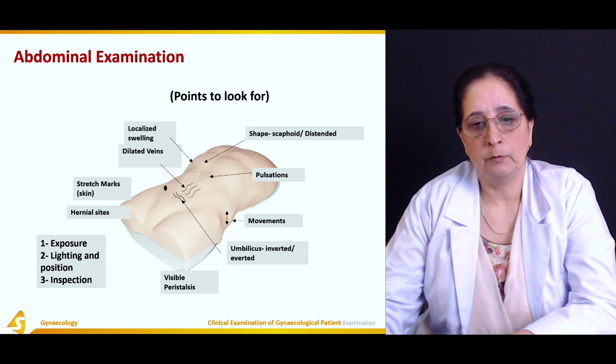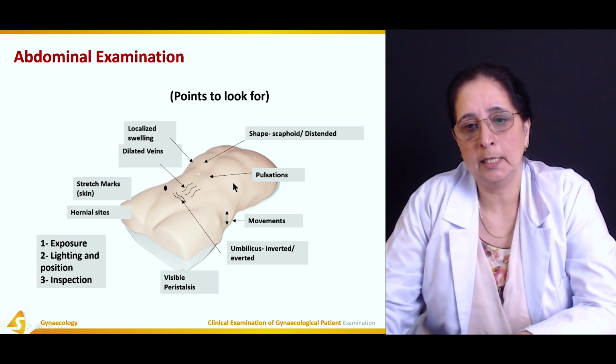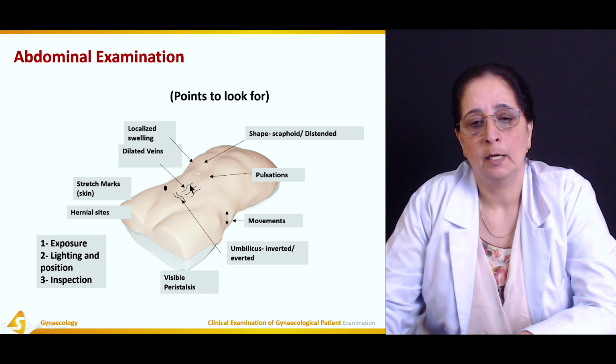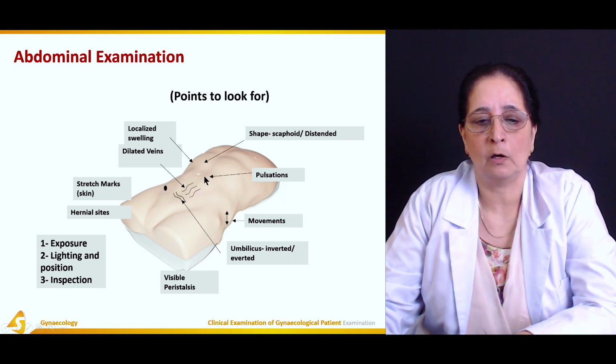So first was examination. This was the inspection. On inspection, we saw the positioning of the abdomen, if there is any pulsation, what's the position of the umbilicus, if there is any hernia, if there is any prominent peristalsis, and all that.